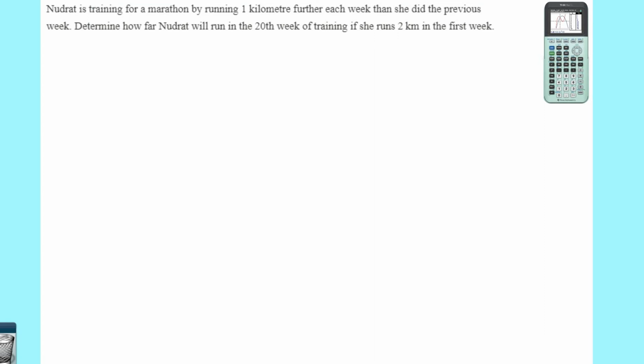All right, so Nurat is training for a marathon by running 1 kilometer further each week than she did the previous week. Determine how far she'll run in the 20th week of training if she runs 2 kilometers in the first week. Okay, so in week 1, she goes 2 kilometers. And each week after that, she adds another. So week 2 would be 3, week 3 would be 4 kilometers, week 4 would be 5 kilometers, and so on. So how far does she run in the 20th week of training?